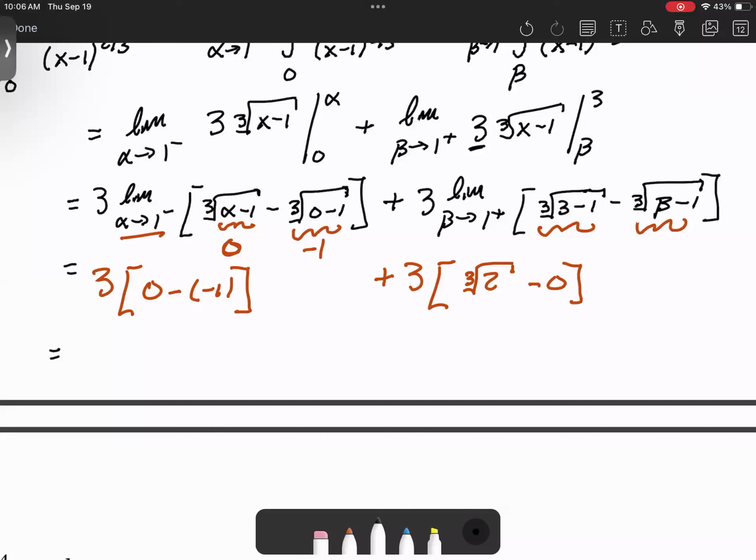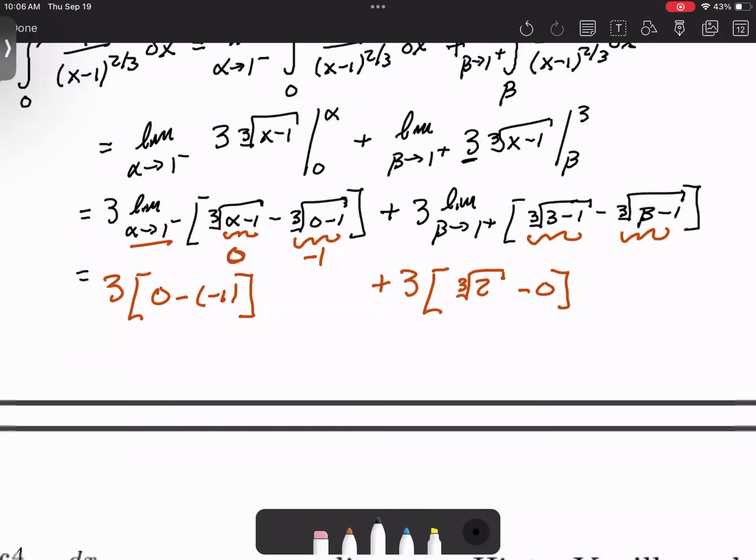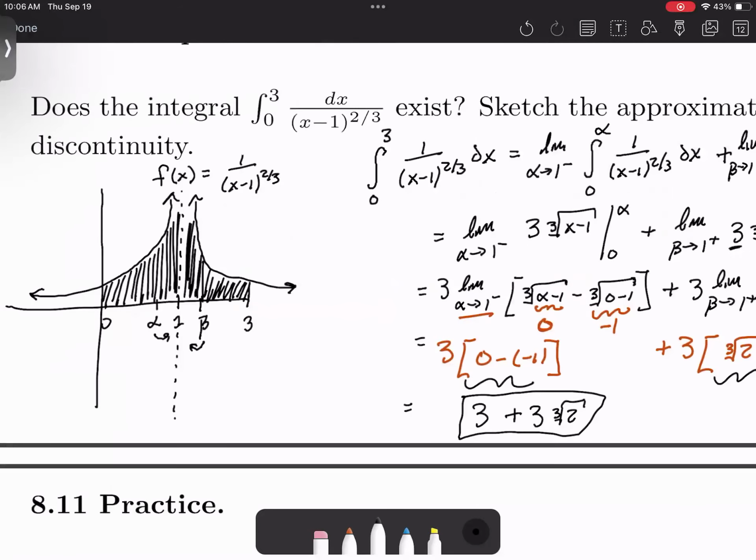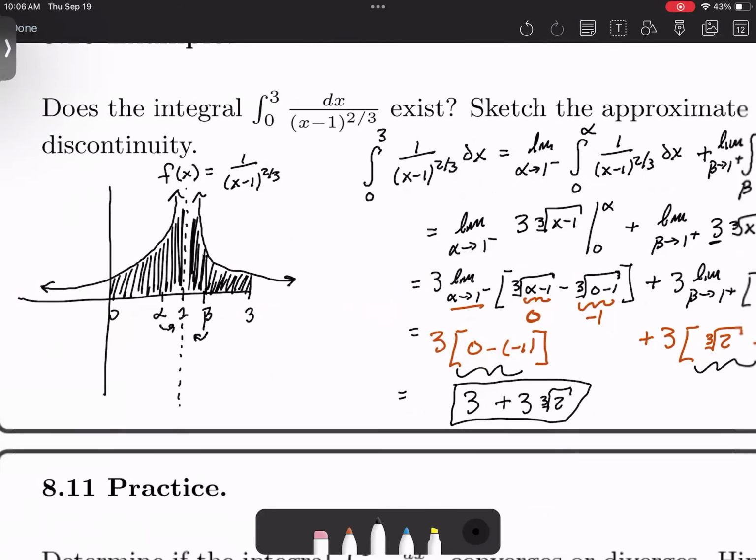Okay, so let's see what we get. Inside the front brackets, I've got a positive 1 times a 3, so that gives me a 3. And inside my second brackets, I have the cube root of 2. So I've got 3 times the cube root of 2. Okay, so that's a final answer. That's finite. That is the area underneath this function between 0 and 3. So the integral does converge.